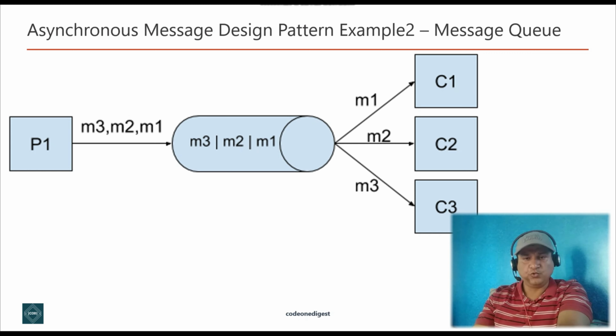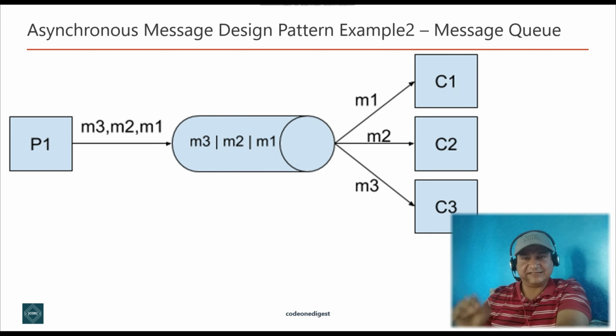Let's understand queue with an image diagram on your screen. Publisher P1 sends messages M1, M2, M3 to a queue. Consumers C1, C2, C3 receive the separate messages from the queue. That is, C1 receives message M1, C2 receives message M2, C3 receives message M3. No two consumers receive the same message unless there is a failure or retry where the message has to be requeued or replayed.